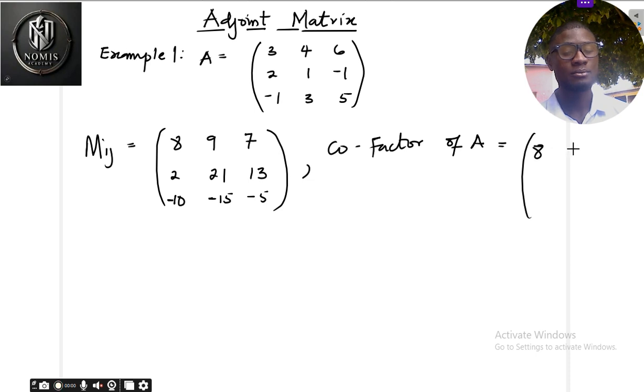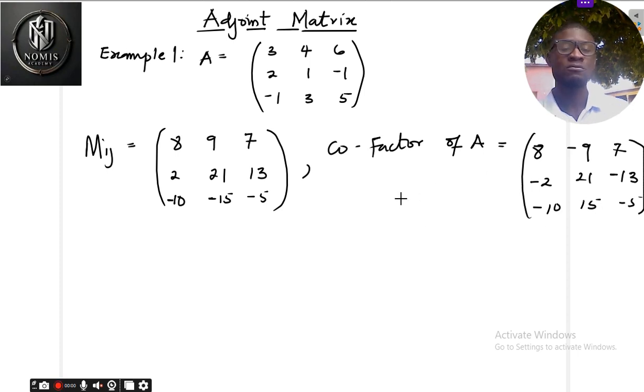8, minus 9, 7, minus 2, 21, minus 13, minus 10, 15, minus 5. These are the cofactors of matrix A.